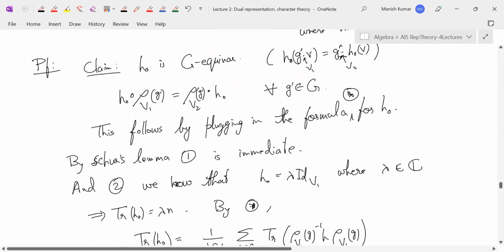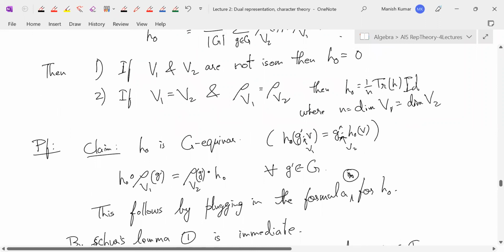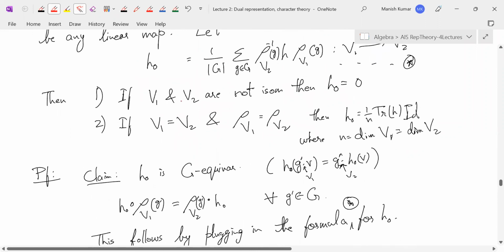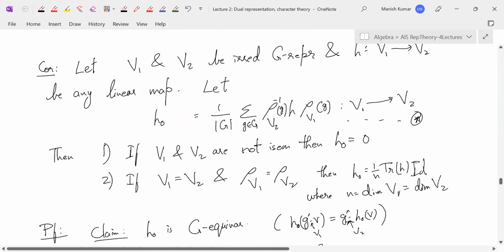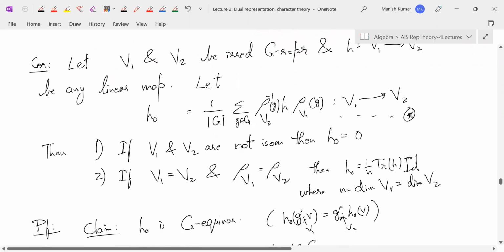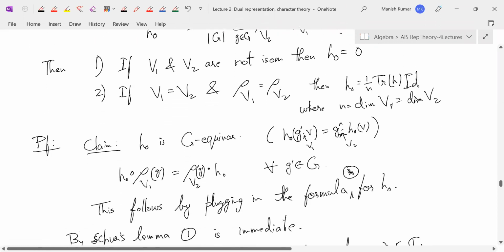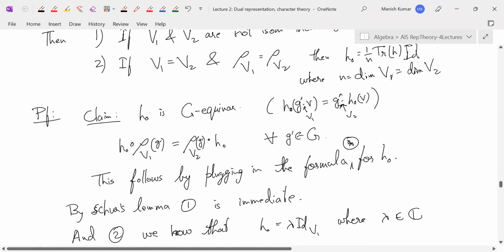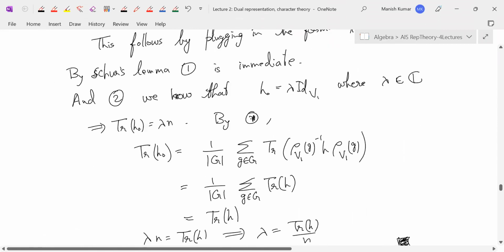Once you have that H naught is G equivariant, you apply Schur's lemma. Schur's lemma tells you that H naught must be zero or it must be an isomorphism. So if V1 and V2 are not isomorphic, then of course H naught must be zero. And if they are isomorphic and V1 is equal to V2, the same representation, then you can compute.